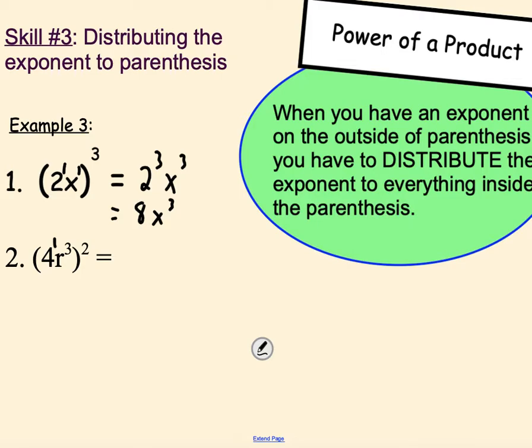Number 2 here, we've got 4r to the third, all to the second power. So a power to a power, we multiply those. So we get 4 to the second, and r to the third to the second power, so you're going to multiply those. 3 times 2 is 6. And then what's 4 to the second power? It's 16, so we get 16r to the 6th.